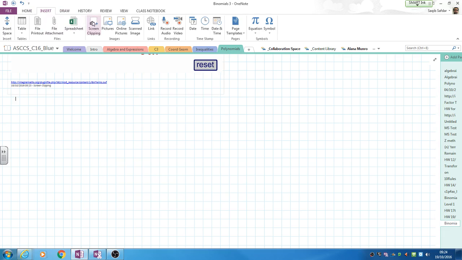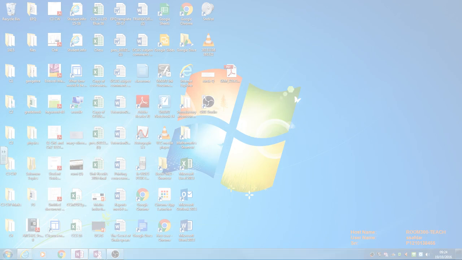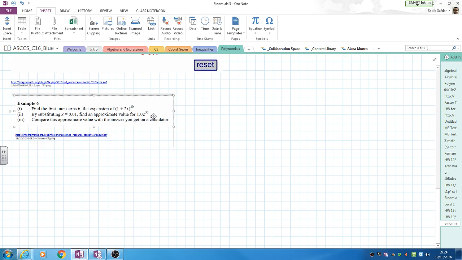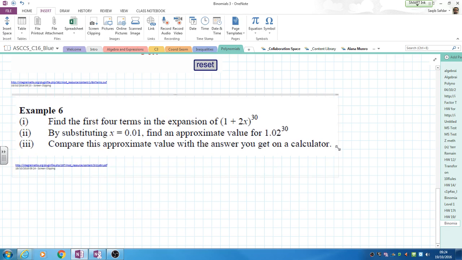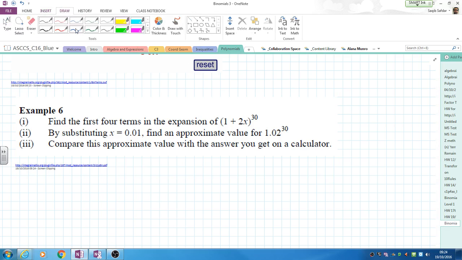Right, let's have a go at this question here. You've got to work out the first 4 terms in the expansion. Substitute in x equals 0.1 and find an approximation. I think these are good questions. And then compare this approximate value with the answer you get on the calculator.